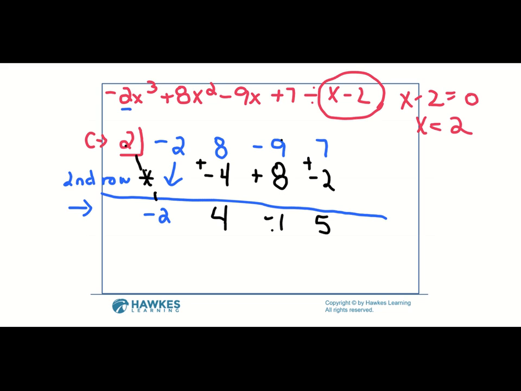We have done our division, and so our answer here, if we were to write it out, we started with x cubed. So when I write my answer, it's going to be negative 2x squared, because you always go 1 power less.